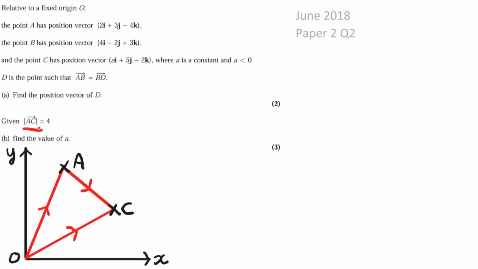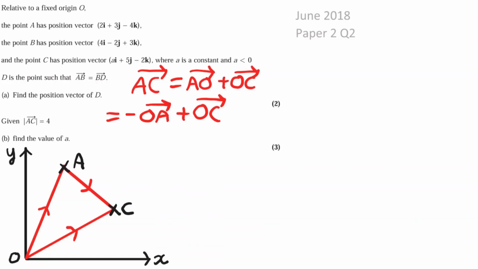In order to find the magnitude of AC, we need to find the vector AC. So we need to go from A to C: starting by going down to O, which is AO, and then going from O to C in this direction, which is OC. Therefore AC is equal to AO plus OC. As we talked about before, vectors are direction specific, so AO is equal to minus OA. OA is this position vector here, and OC is this position vector here.